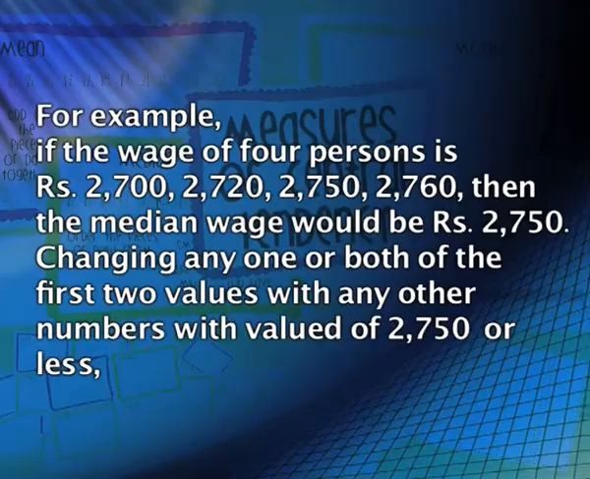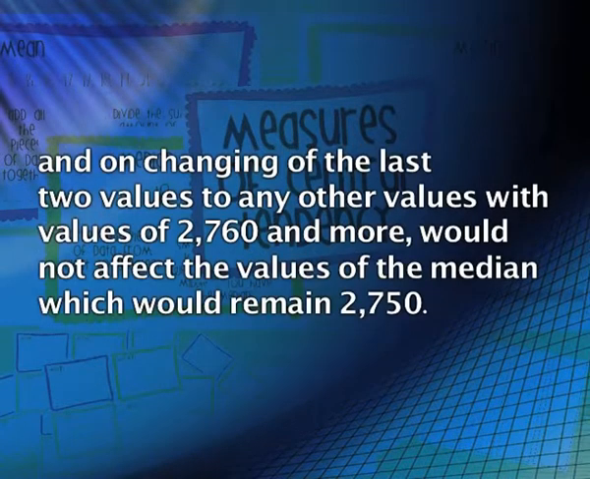For example, if the wages of 4 persons are rupees 2,700, 2,720, 2,750 and 2,760, then the median wage would be rupees 2,750. Changing any one or both of the first 2 values to any other numbers with the value of 2,750 or less, and changing the last 2 values to any other values of 2,760 and more, would not affect the value of the median, which would remain 2,750.